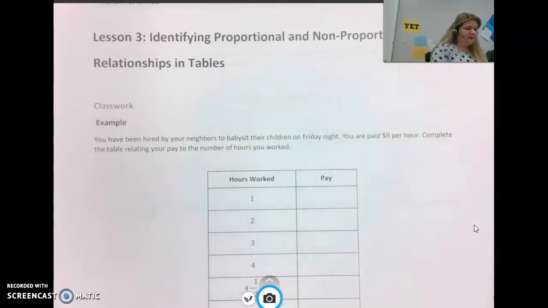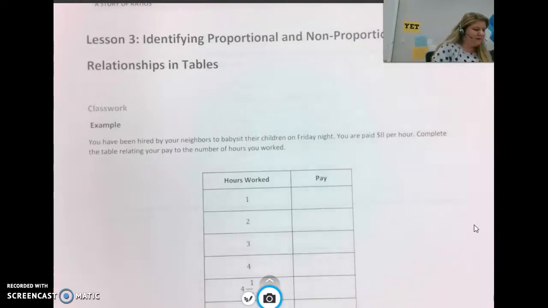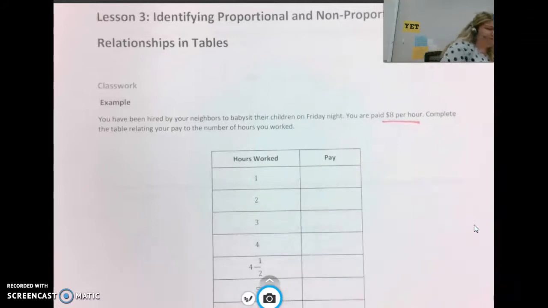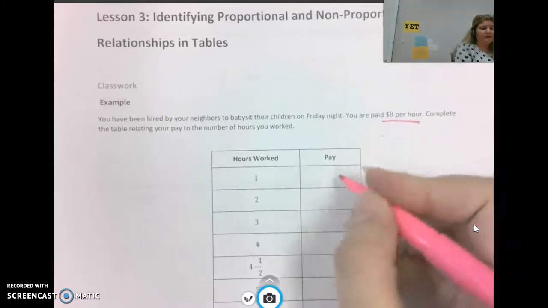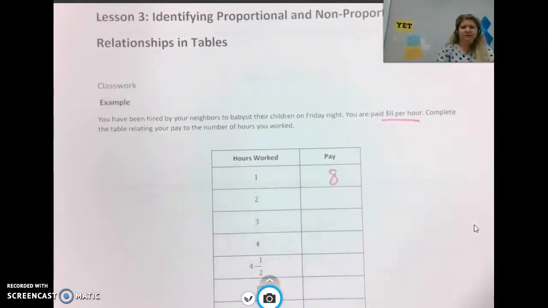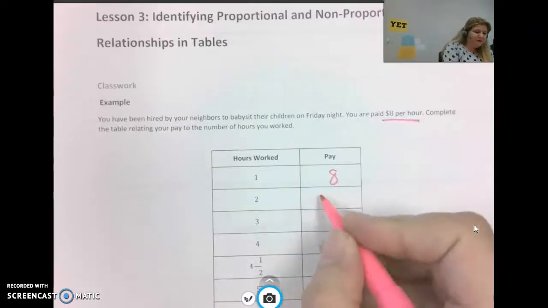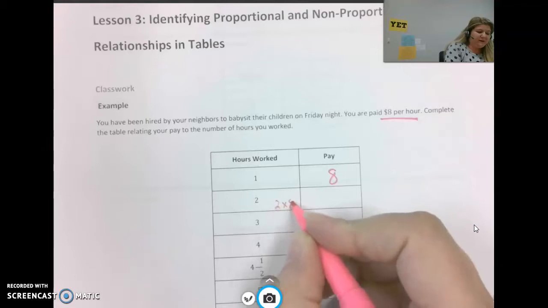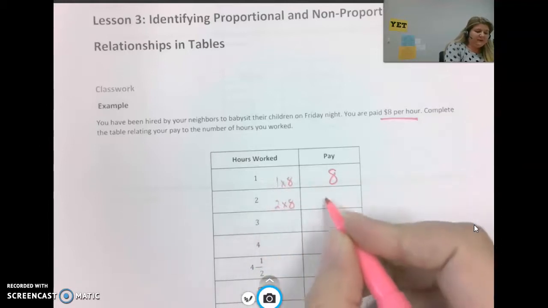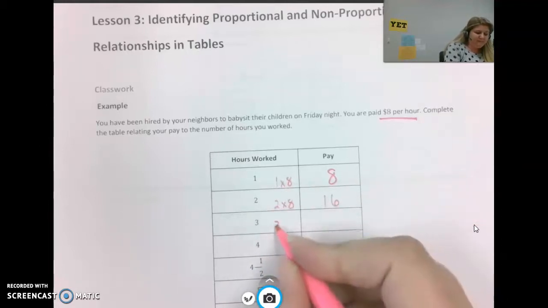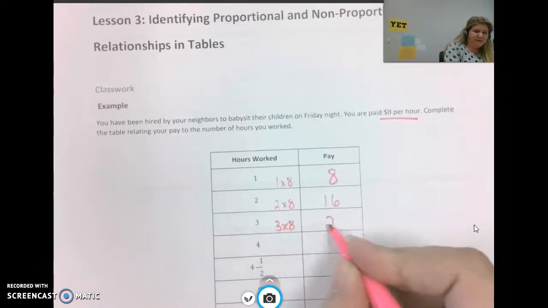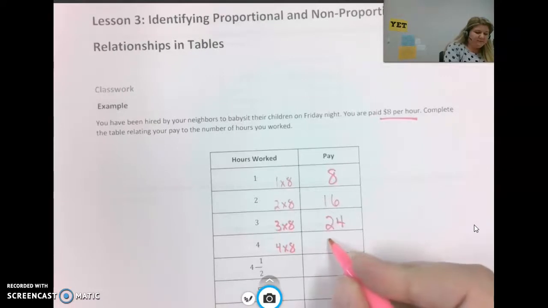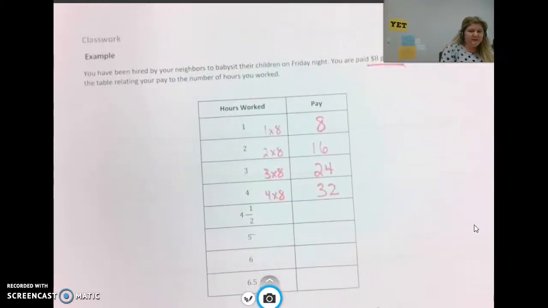So, things to note, we are paid $8 per hour. So 1 hour would give me $8. 2 hours, let's see, that would be 2 times 8. This is 1 times 8. 2 times 8 is 16. 3 times 8 would be 24. 4 times 8 is 32.